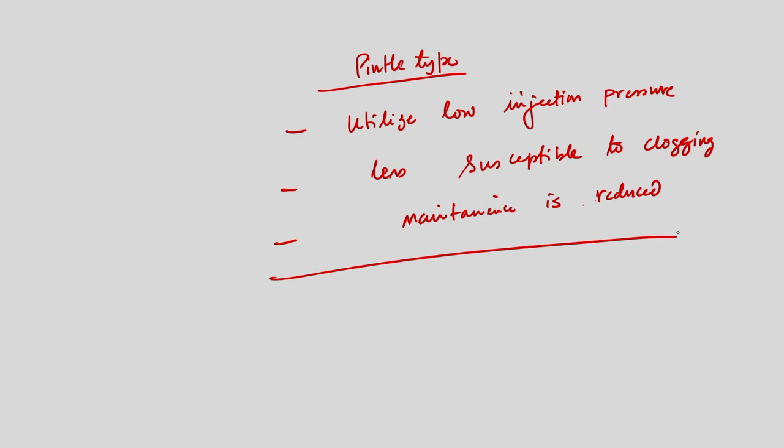That means carbon deposition will be there, that we cannot prevent, but since single and multiple orifice type nozzles have very small drilled holes, the deposition of the carbon particle will try to clog the fuel pathways, and either it will start malfunctioning or it will stop functioning completely. On the other hand, the pintle type nozzle, which is used for the turbulent type combustion chamber, utilizes low injection pressure, that is very obvious, because deposition is cleared by the movement of the plunger, and it is less susceptible to clogging. Since it is less susceptible to clogging, the maintenance is reduced.